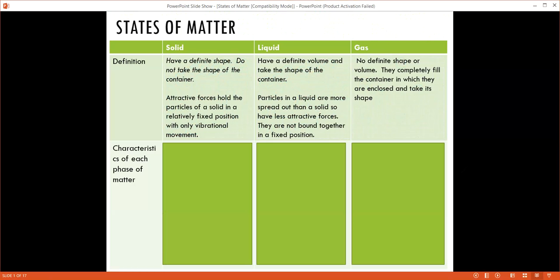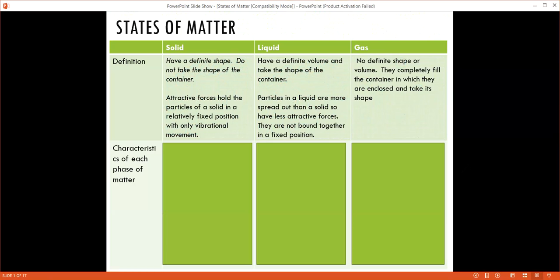Liquids, like I just mentioned, do take the shape of their container, but they do have a definite volume. So what that means is if you have 20 milliliters of water in a graduated cylinder and you pour that into a beaker, it's going to take a different shape. It'll take the shape of whatever container it's in, but it stays that 20 milliliters of water. It has a definite volume.